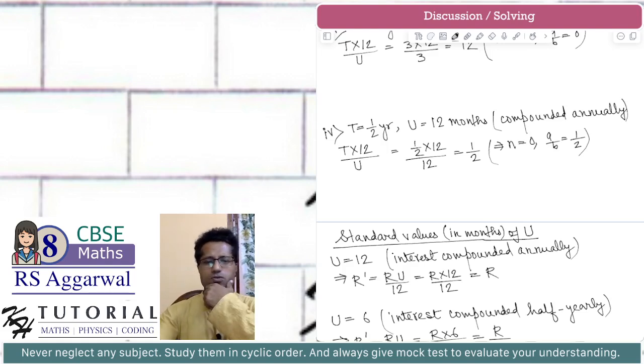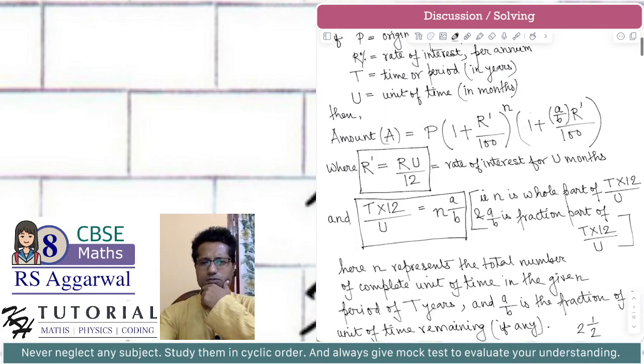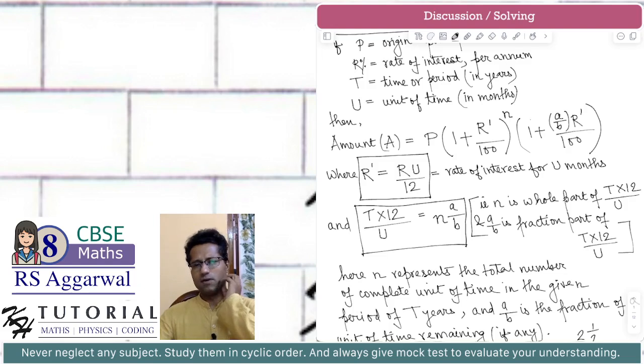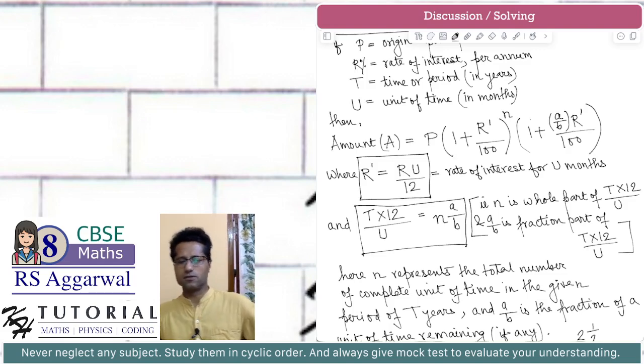Okay. So I hope now this is the general formula. As you can see, amount A is equal to P multiplied by (1 plus R dash by 100) to the power small n, multiplied by (1 plus A by B R dash by 100), where R dash is equal to RU by 12, and the small n and the fractional part A by B are coming from t multiplied by 12 divided by u if you express that as a mixed fraction. Okay.